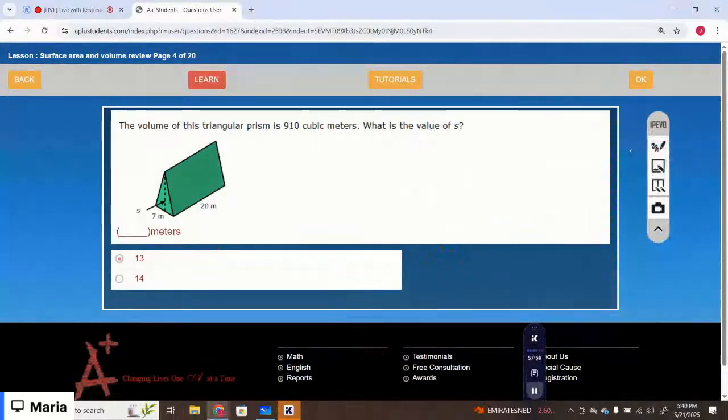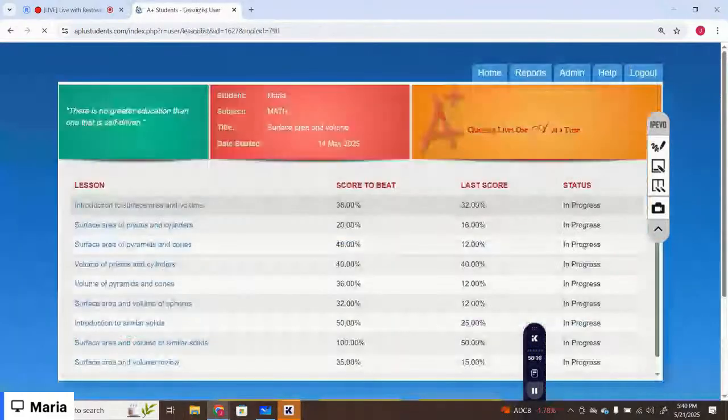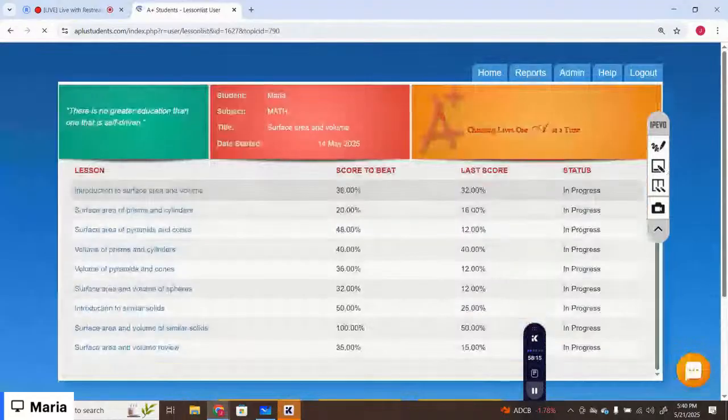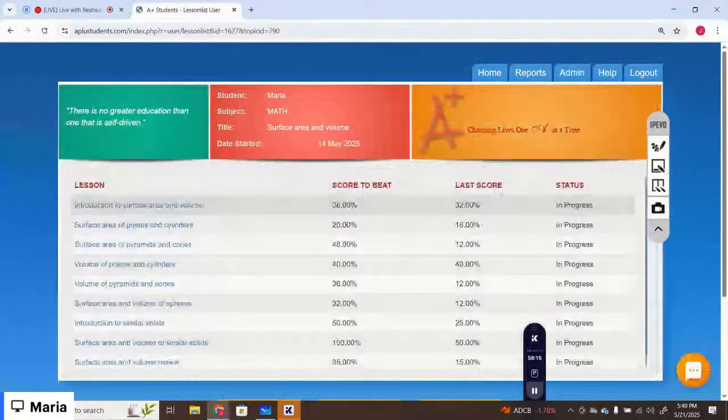Okay, you can complete the lesson by yourself today. So we were working on the math chapter on surface area and volume. We have covered today an introduction to similar solids, surface area and volume of similar solids. So please make sure before the next session you complete all the practice questions for the lessons we just did. That is your homework until the next session.